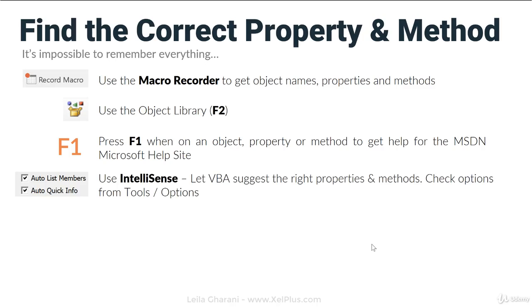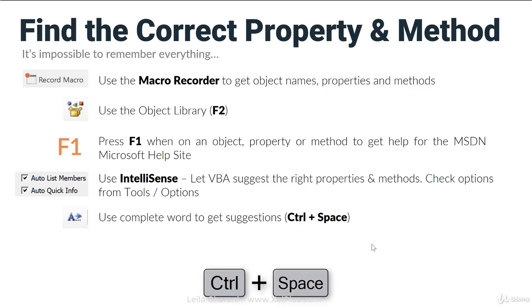Another one is to use IntelliSense. So basically let VBA suggest the right properties and methods. That's something we saw earlier. Use the shortcut key Control Space to force VBA to give you that drop-down or to help you to quickly complete the word that you're writing. So we're going to see an example of these in a bit.